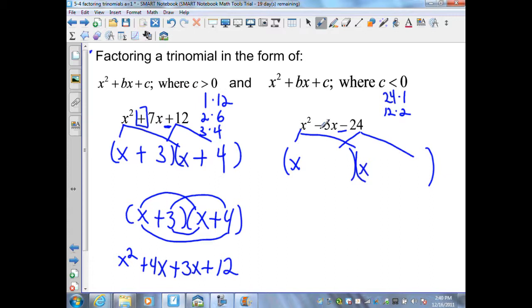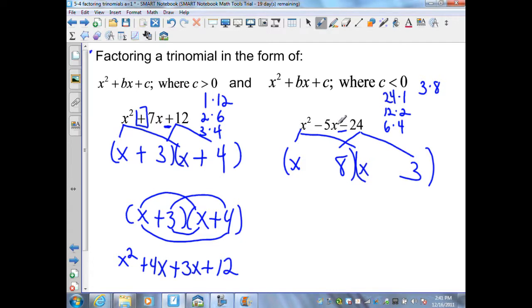Next, I can go with 6 times 4 is 24. 6 minus 4 does not give me a negative 5. The next one would be 3 times 8. 3 times 8 is 24, and 3 from 8 does give me 5, specifically a negative 5. Therefore, I can find the factors of 24 in this situation to be 8 and 3.